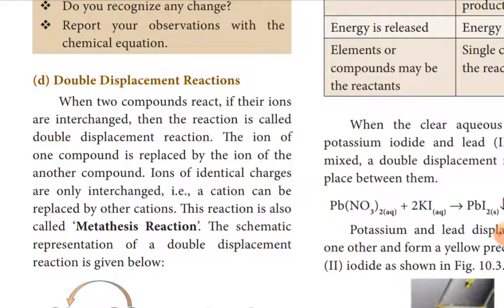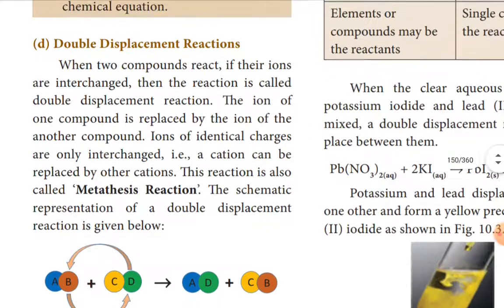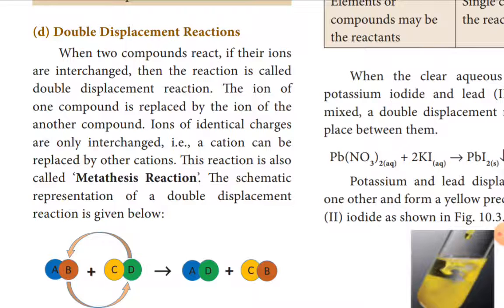So the ion of one compound is replaced by the ion of the other compound, and ions of identical charges only interchange. That means a cation can be replaced by another cation, and an anion can be replaced by another anion. Cation means positively charged ion. So a positively charged ion replaces another positively charged ion from the next compound. This type of reaction is also called a metathesis reaction.